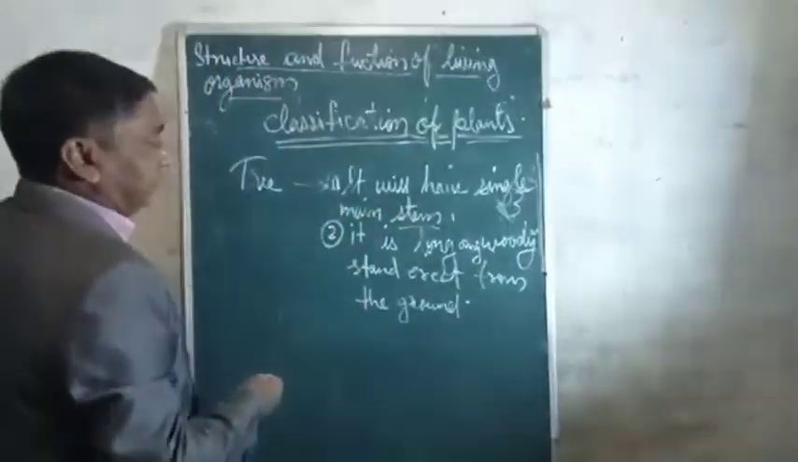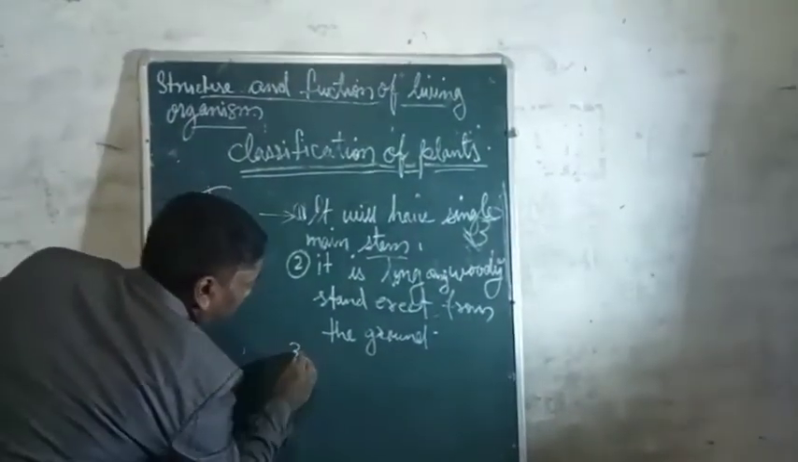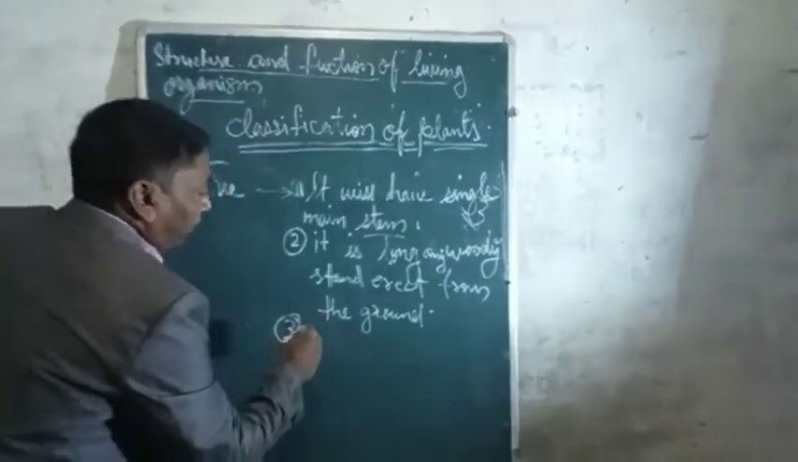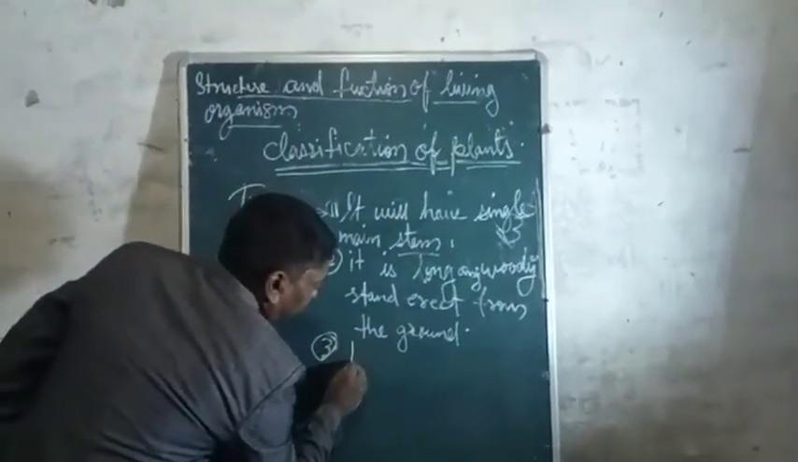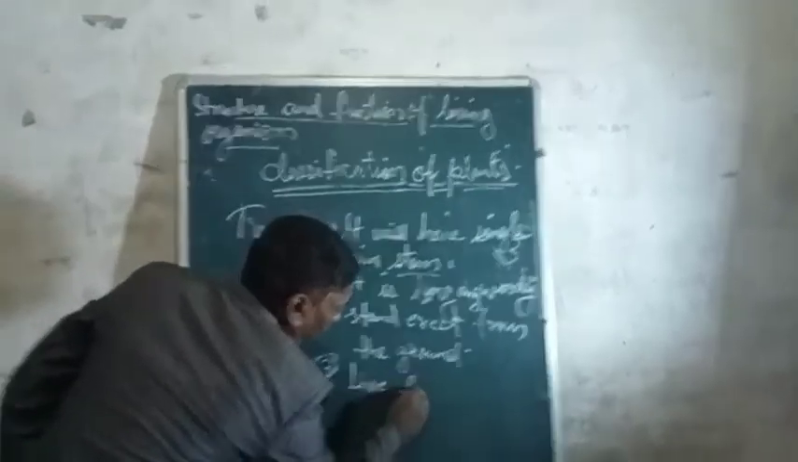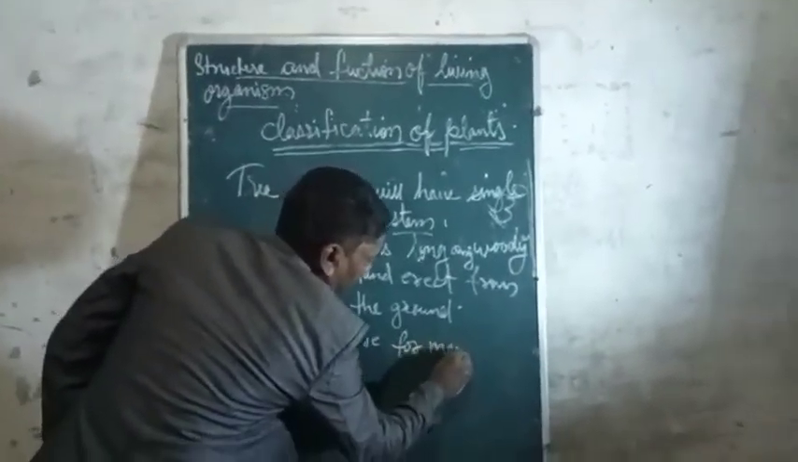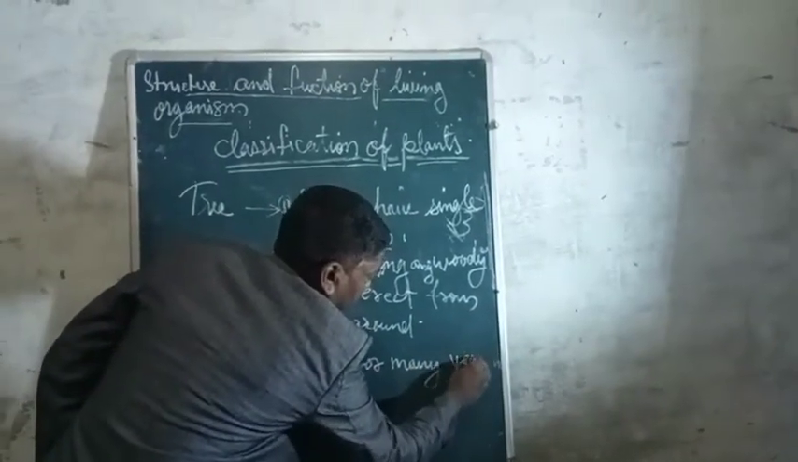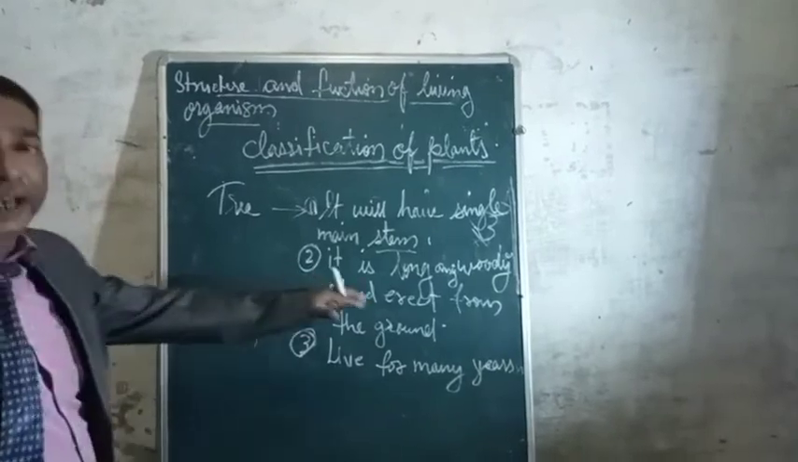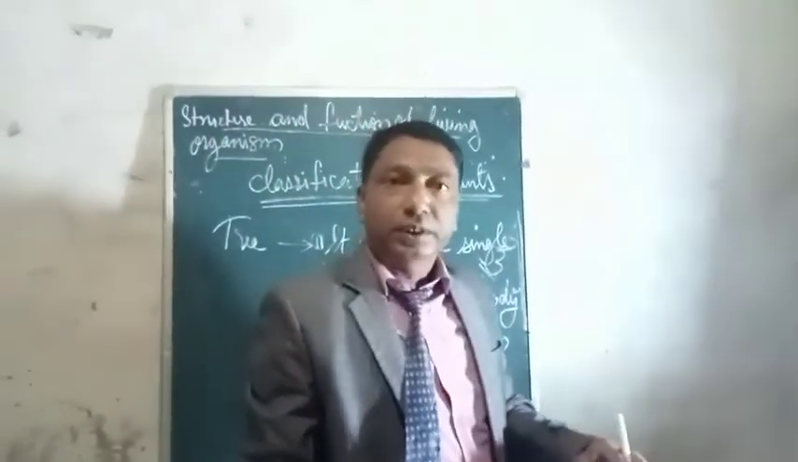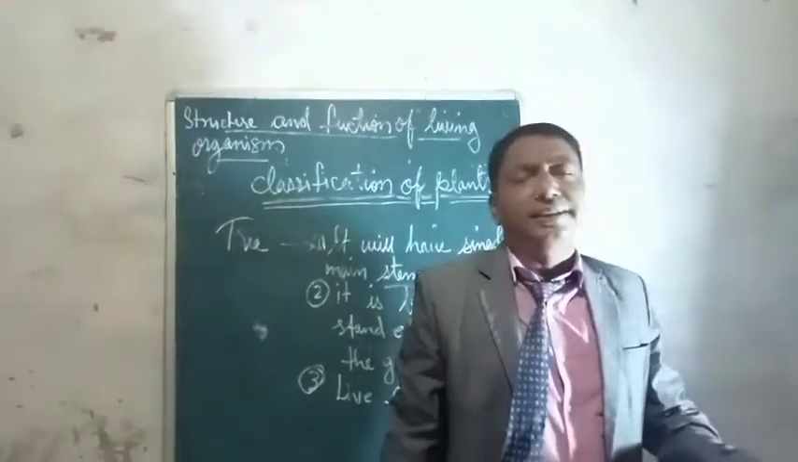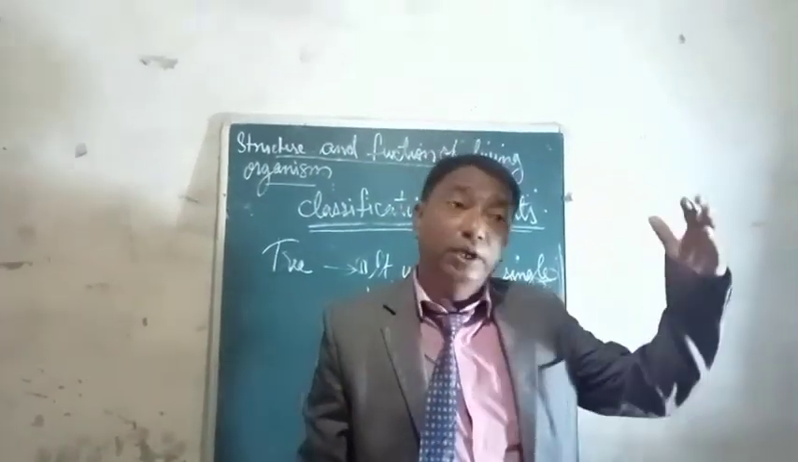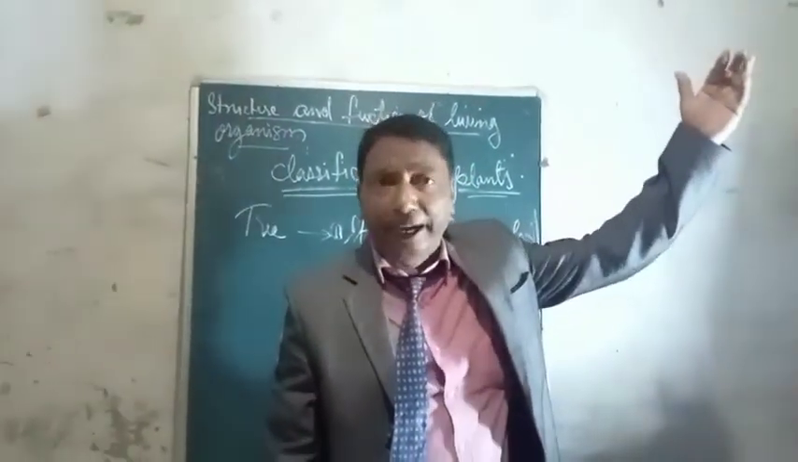So this is the third thing: trees live for many years. Their lifespan is not a season, not a year, but many years. They have a long lifespan.